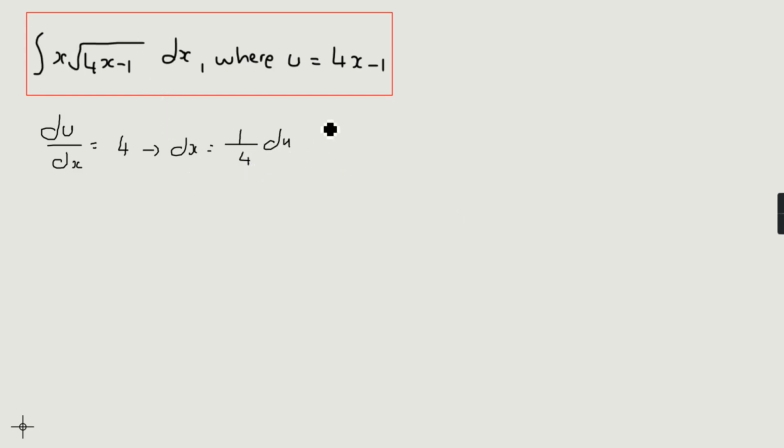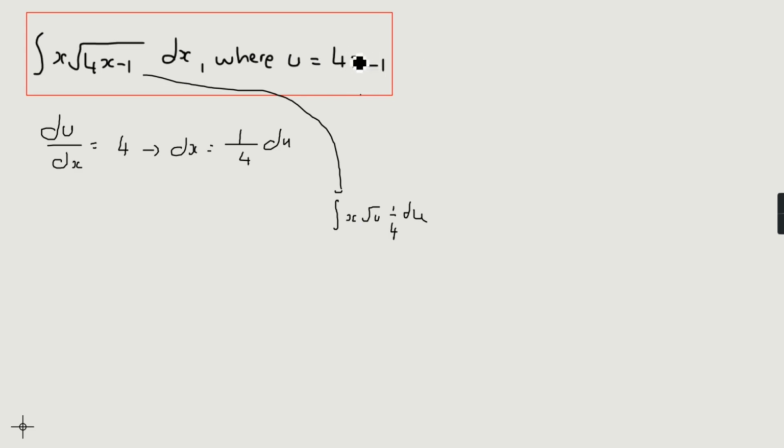So let's just try and plug some stuff in here. What we're left with then is the integral of, well, the x is still there, we haven't really done anything to that. The square root of u, because we replaced 4x take 1 by u, and we'll replace dx by this term here, so that's 1/4 du. Well, this x doesn't cancel out like it did in the last question, so that's kind of annoying. Let's try and get rid of it another way.